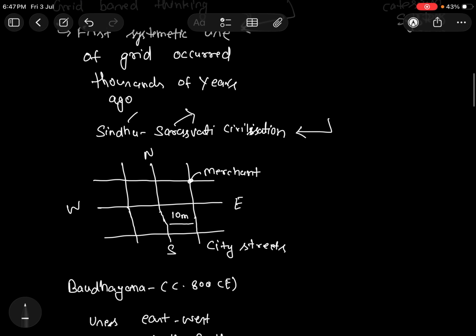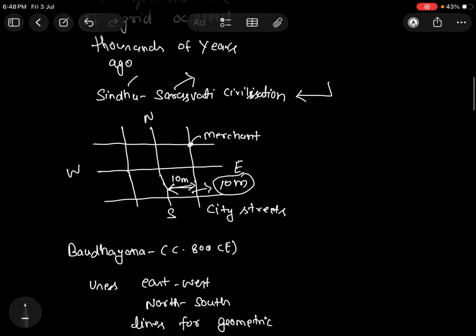In the Sindhu Saraswati civilization, if you look at the roads, they run in two particular directions. One is the north-south direction and the second is the east-west direction, and these roads cross each other at 90 degrees, making grid patterns, and the distance between two roads is 10 meters. This is the same for all the roads. So grid-based thinking comes in the Sindhu Saraswati civilization for the first time.